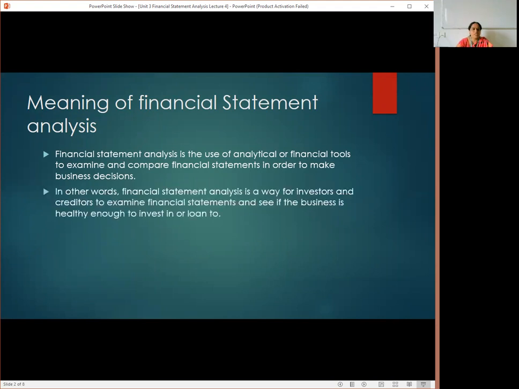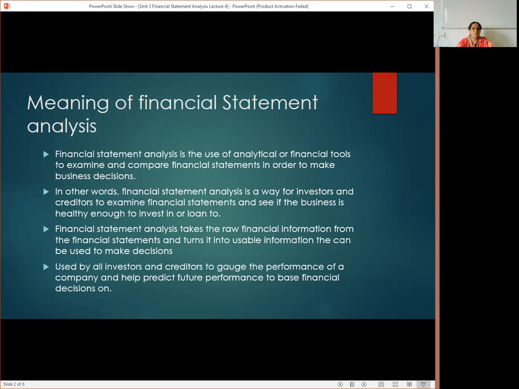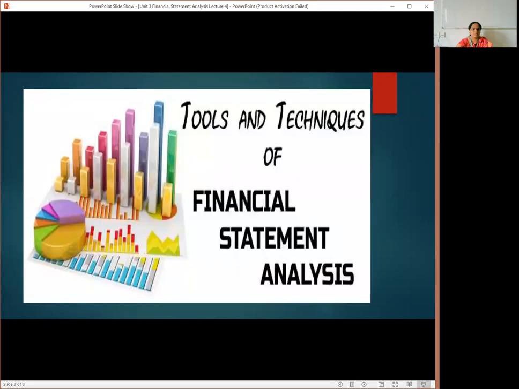In other words, financial statement analysis is a way for investors and creditors to examine financial statements and see if the business is healthy enough to invest in or loan to. Financial statement analysis takes the raw financial information from the financial statements and turns it into usable information that can be used to make decisions. It is used by all investors and traders to gauge the performance of a company and help predict future performance to base financial decisions on.